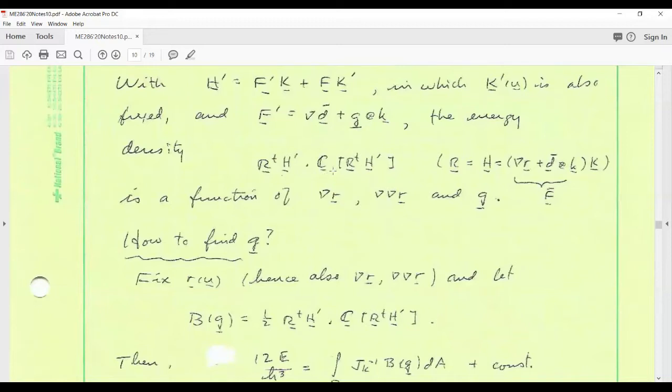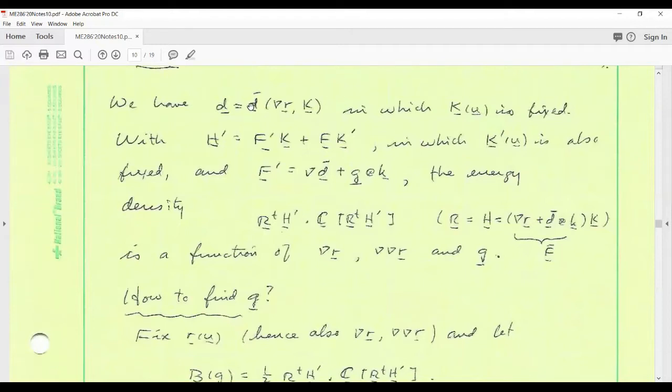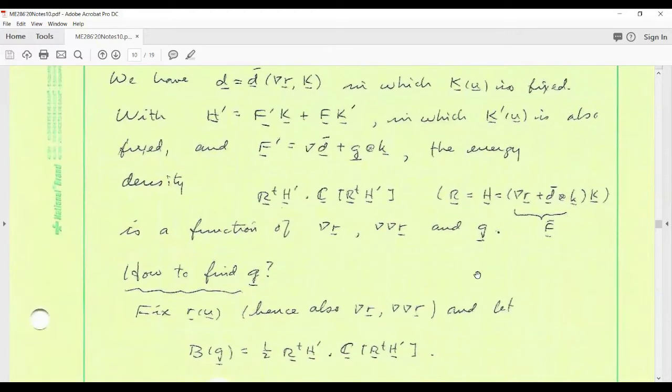Okay, so C is just some fixed moduli, some constants. R was H, which involves D. H prime involves F prime, which is grad D. D depends on grad R and K. So grad D, if you do a chain rule, will involve grad R, the second gradient of R, right? That's a third order tensor. And G also, in addition to K and K prime. So ultimately, at this stage now, this energy density is a function of these variables, plus K and K prime, which we're taking to be fixed in this discussion.